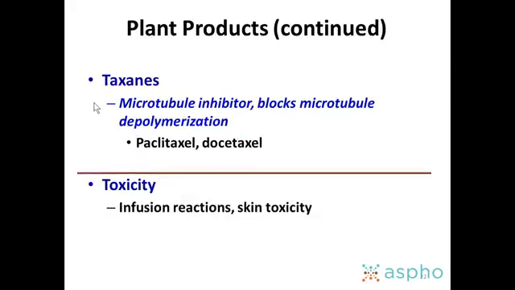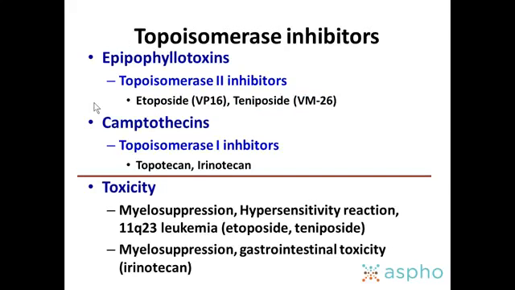The taxanes are also microtubule inhibitors, and they block microtubule depolymerization. The examples are paclitaxel and docetaxel. We don't use them much in pediatric oncology, though they're being used in sarcomas more at this time. Since these are plant products, they can cause pretty significant allergic reactions, and so very often pre-medication is recommended. They can also cause skin toxicity, hand-foot syndrome, and neurotoxicity.